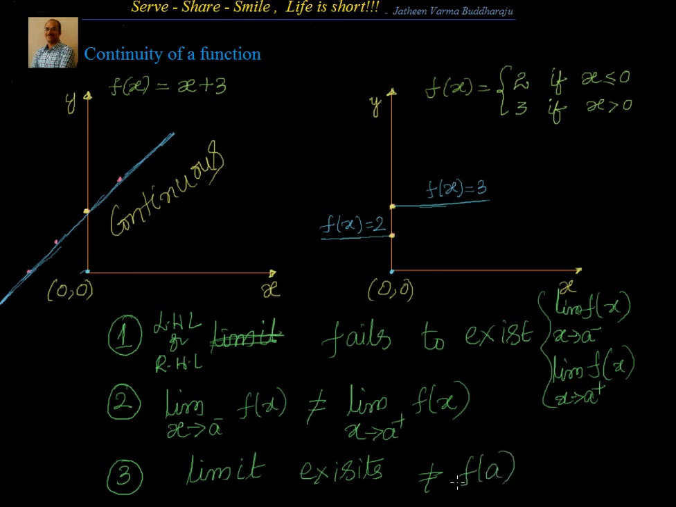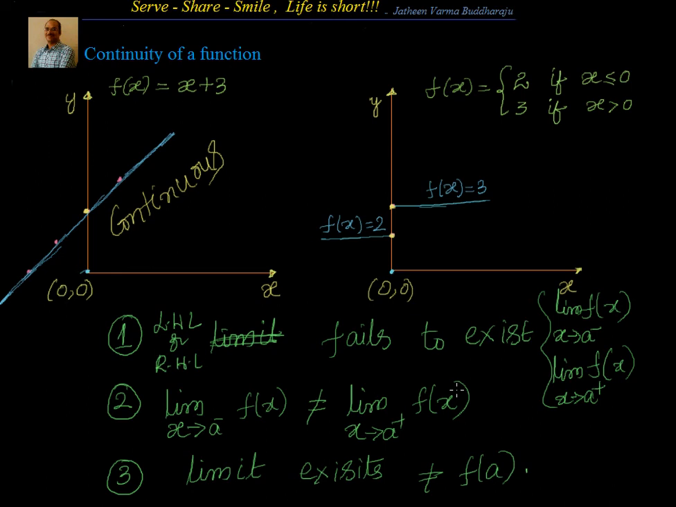If any one of these conditions holds, we will say that the function is discontinuous. So what are those? One, either the left hand limit or the right hand limit fails to exist. Second, they exist but they are not equal to each other. The third one, they exist and they are equal, so the limit exists at that particular point, but it is not equal to f of a. So this is how we can say whether the function is continuous or not, and also what left continuity, right continuity and discontinuity are.